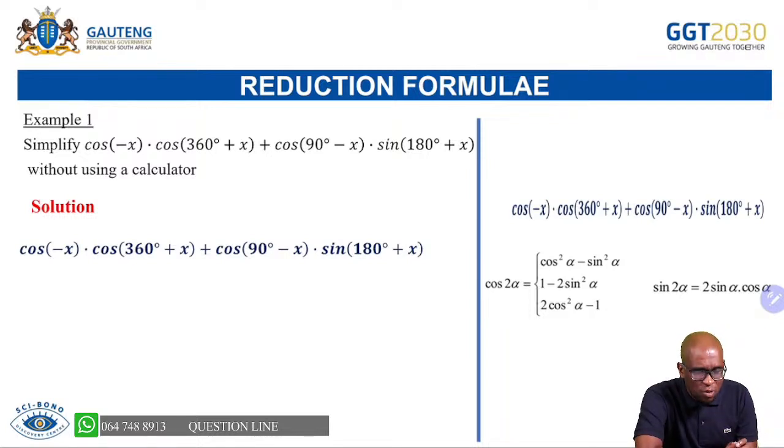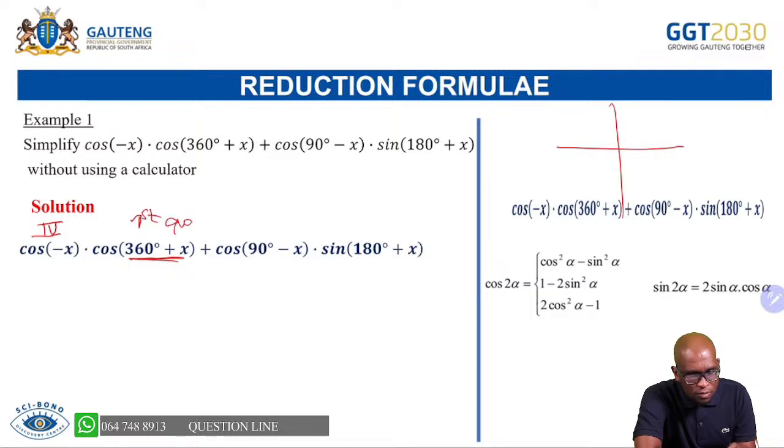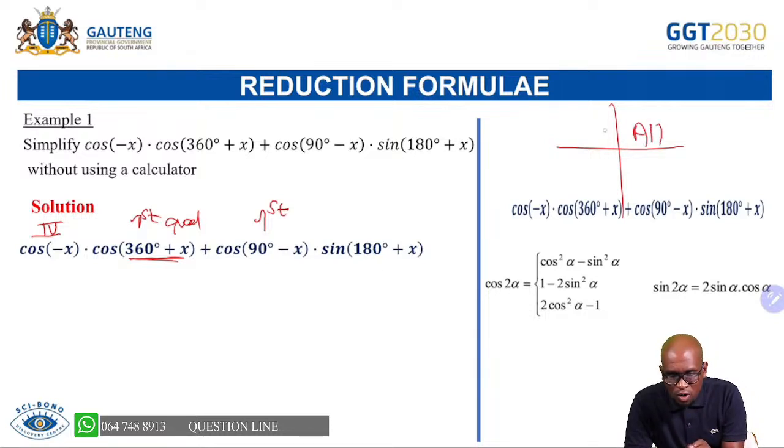We have the cosine of negative x, which is the negative angle, and we know the negative angle is in the fourth quadrant. Then we have the cosine of 360 plus, which is in the first quadrant. And then we have the cosine of 90, which is also in the first quadrant. And we have the sine of 180 plus. Remember, it is all, sine theta, tan theta, and cosine theta.